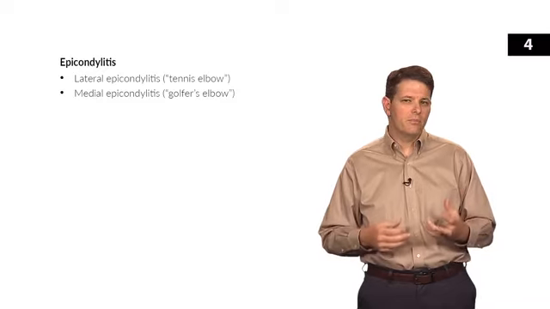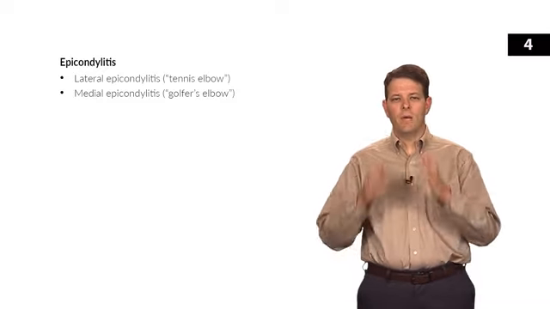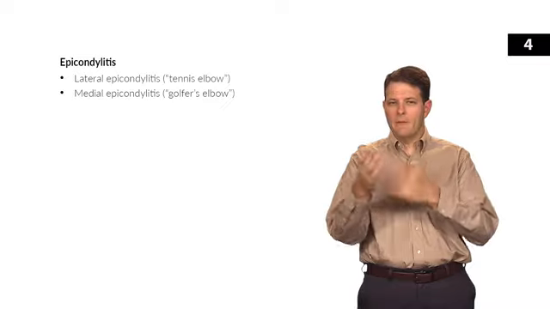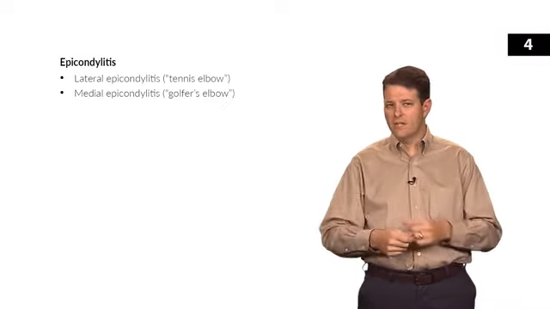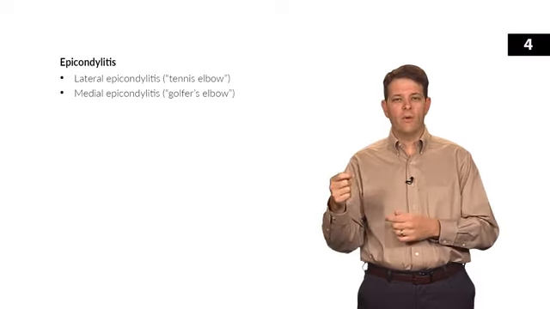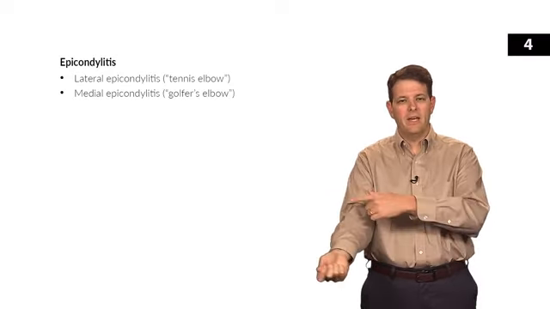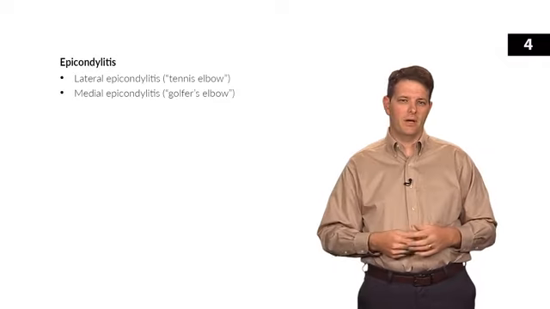Now a student sent us a pretty good mnemonic. In golf, you aim for the middle of the fairway, the medial part of the course. And in tennis, you aim for the lateral edges of the tennis court. So golfer's elbow affects the medial epicondyle, and tennis elbow affects the lateral epicondyle.